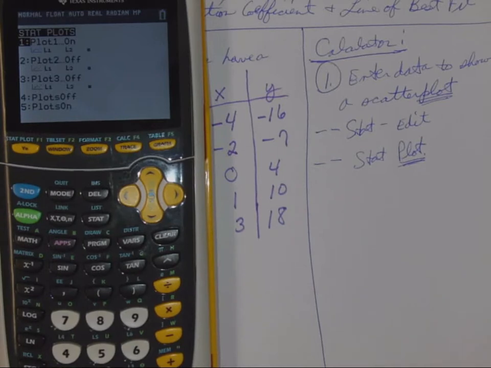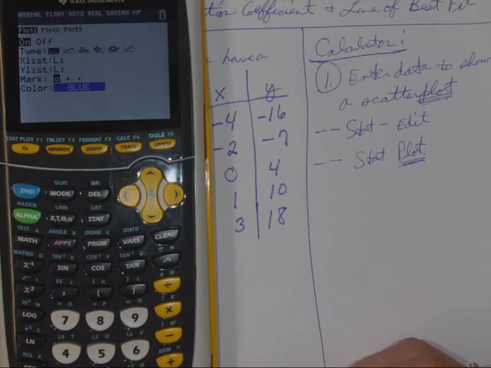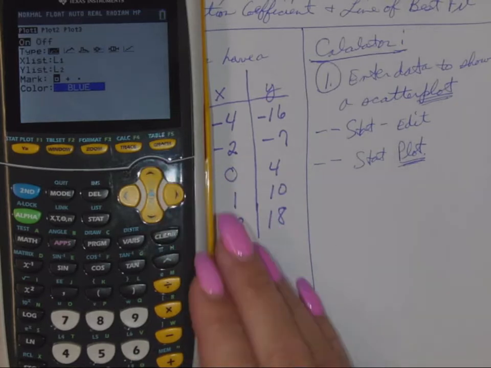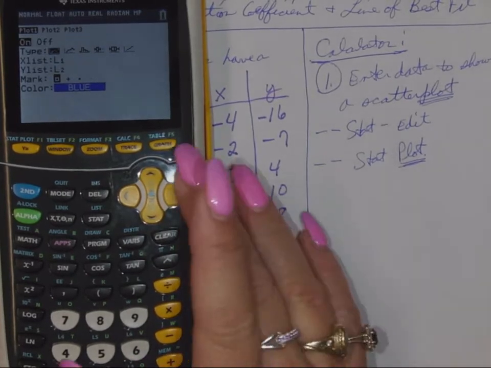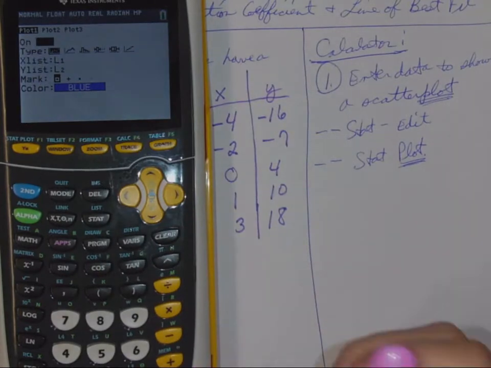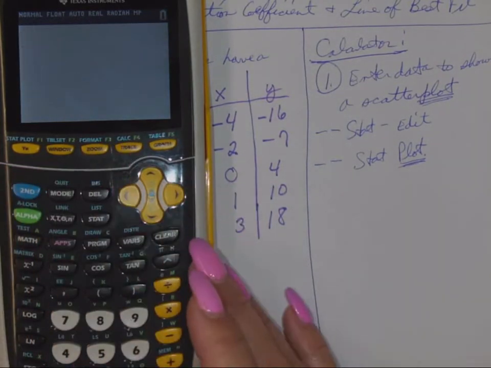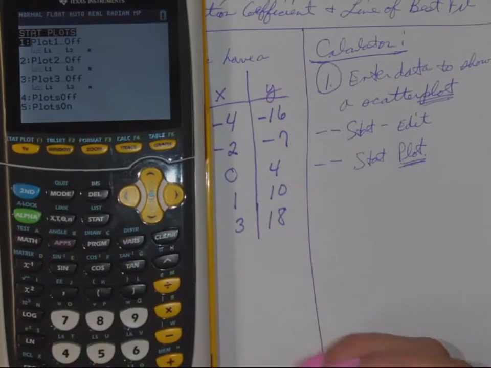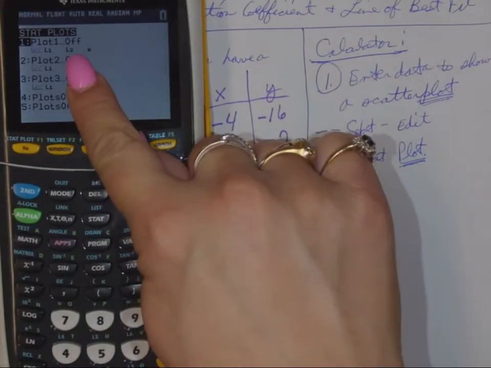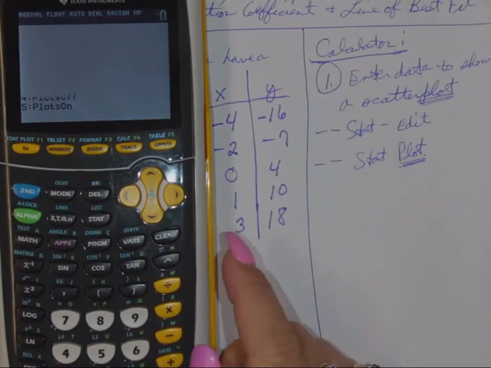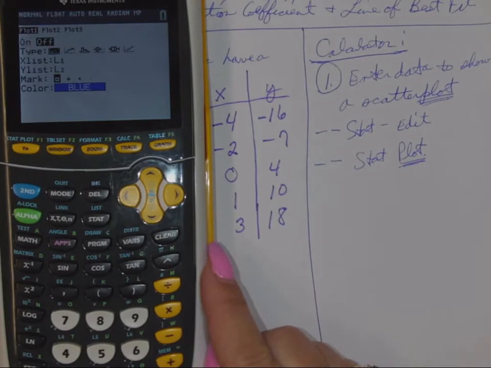My stat plot number 1, which is the one we normally use, is already turned on, but I'm going to enter into it anyway so we can see what it looks like. If yours isn't turned on, then arrow over to the off and hit enter. Now you see it says it's off. So my stat plot 1, I've got it turned off.